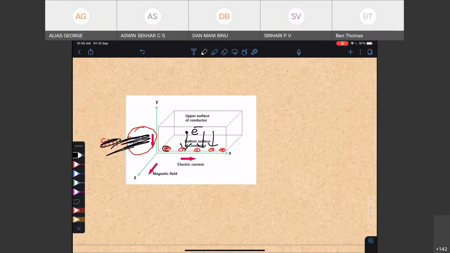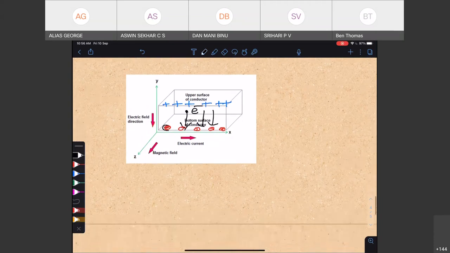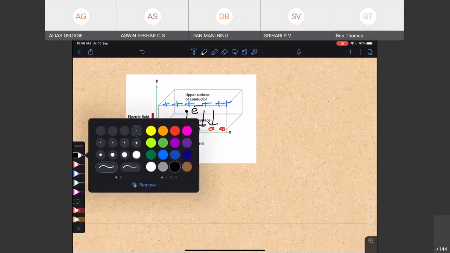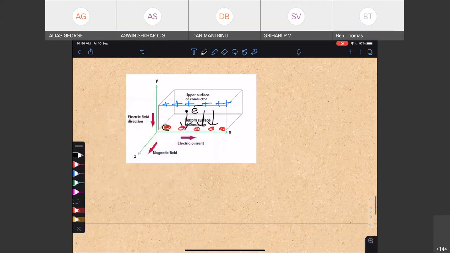So in this case, the electron will be pushed down. As Mayuga told earlier, there will be a charge separation. As a result, positive charge will be appearing here. So that induced electric field will be coming in this downward direction. This is the same case I told earlier. There is no difference actually. Is that clear?